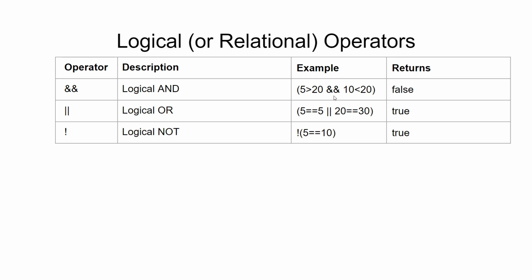So just to summarize, basically the AND operator will check whether both the conditions on either side are true. If both of them are true, then it would result in a true. But if one of them is not true or both of them are not true, then it will result in a false. We'll look at examples for these.